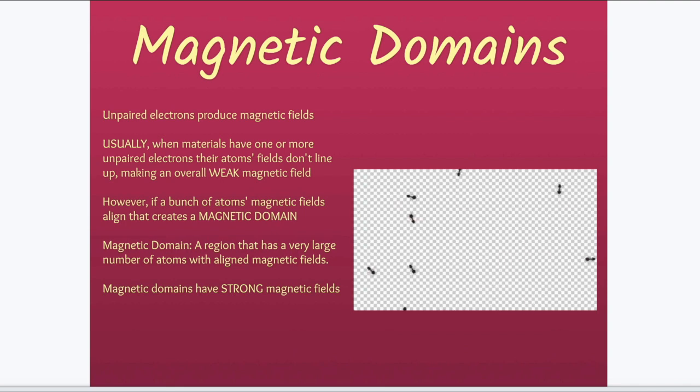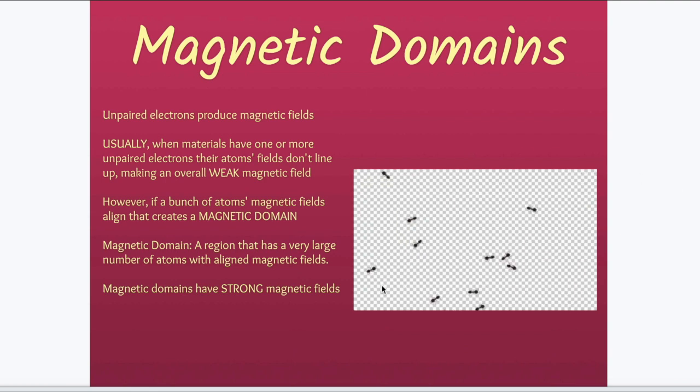However, if you get a bunch of atoms' magnetic fields to align, that creates what is called a magnetic domain. A magnetic domain is a region that has a very strong number of atoms with aligned magnetic fields. And magnetic domains have strong magnetic fields because the atoms' magnetic fields are aligned.